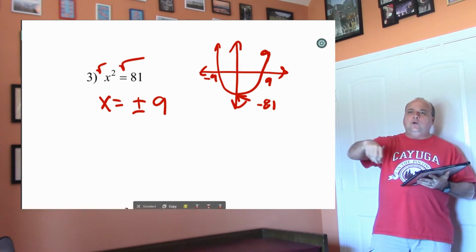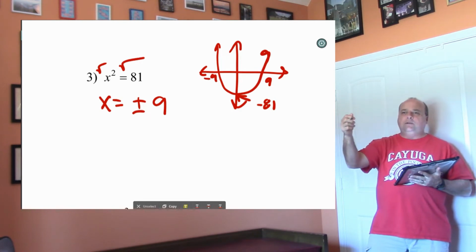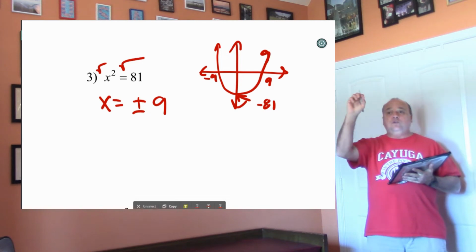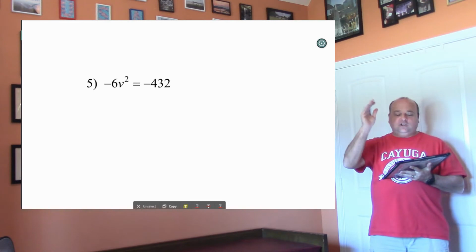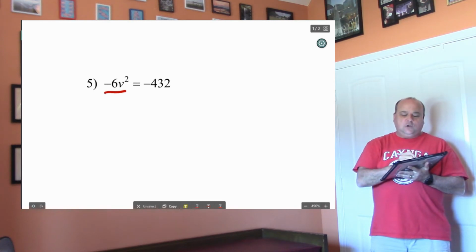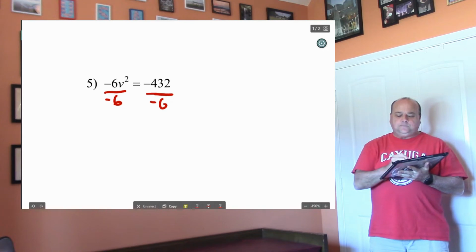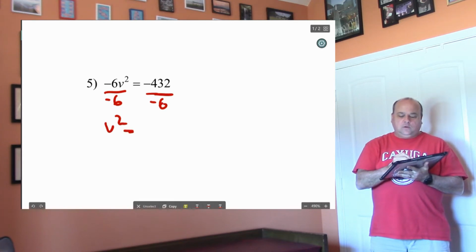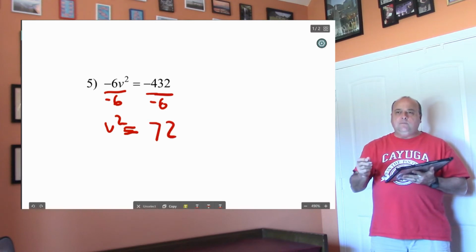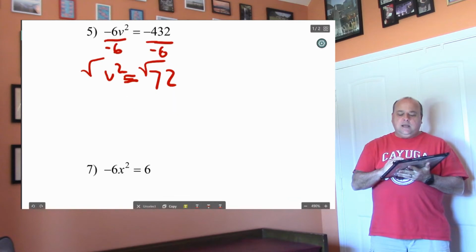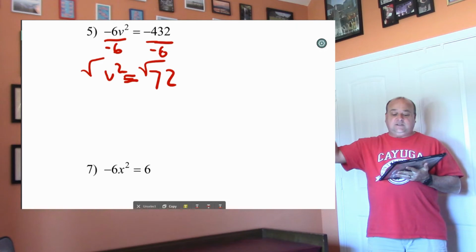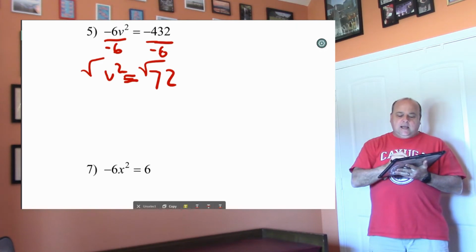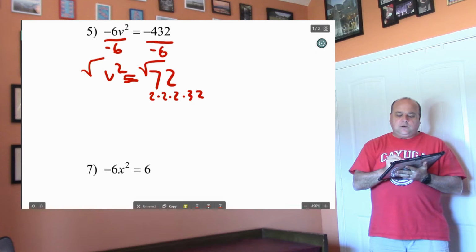So you're taking the square root and you're writing down the number as a plus and minus. If the square root's not perfect, you've got to simplify that square root like you were taught to. This one right here, notice we've got to get the v squared by itself. So we're going to divide both sides by negative 6. I'll get v squared equals, this will turn into a positive, and then 72, right? So I'm going to square root both sides. Now on this one, I might have to hit menu 2, 3 factor, or menu 2, 3, 72, enter. If I do that, I'm going to get 2 times 2 times 2 times 3 times 3.